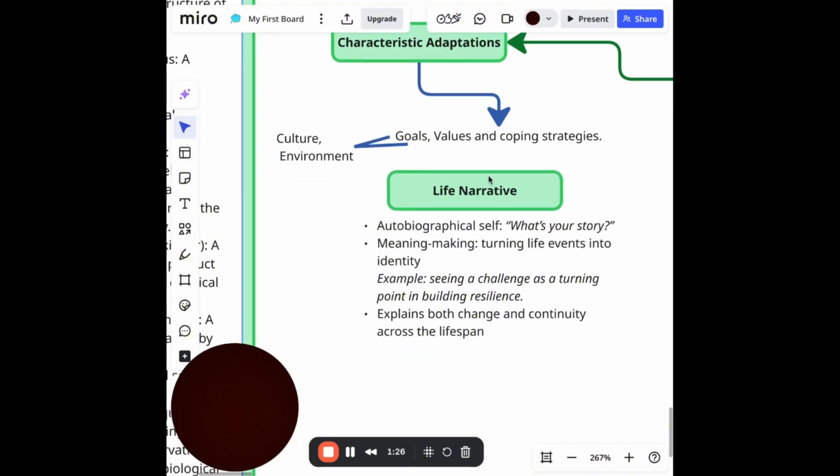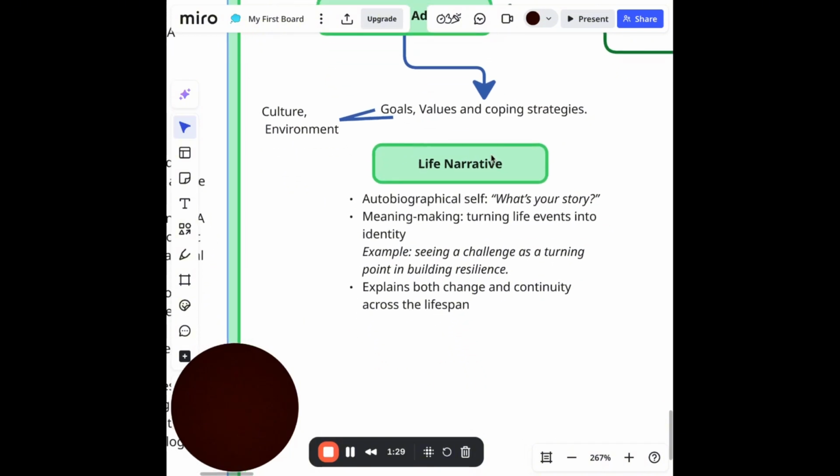Something alongside this is the life narrative. So this is pretty much the personal story that we create about our lives. Life narratives provide meaning, identity, and continuity across time. For example, someone might see a challenge as a turning point in building resilience. This also explains how both change and continuity occur across the lifespan.